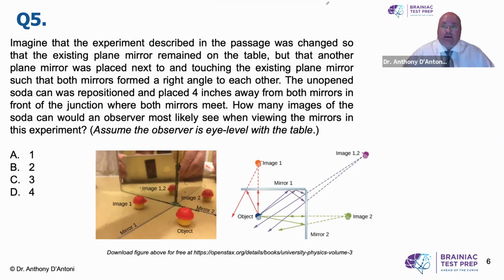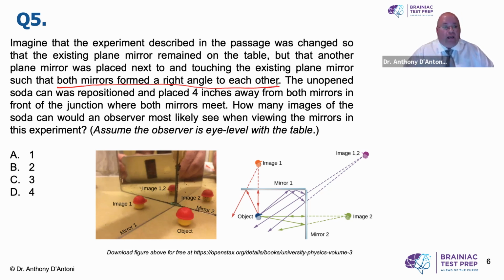This is an MCAT physics question associated with a passage. So let's go through it. Imagine that the experiment described in the passage was changed so that the existing plane mirror remained on the table, but that another plane mirror was placed next to and touching the existing plane mirror such that both mirrors formed a right angle to each other.